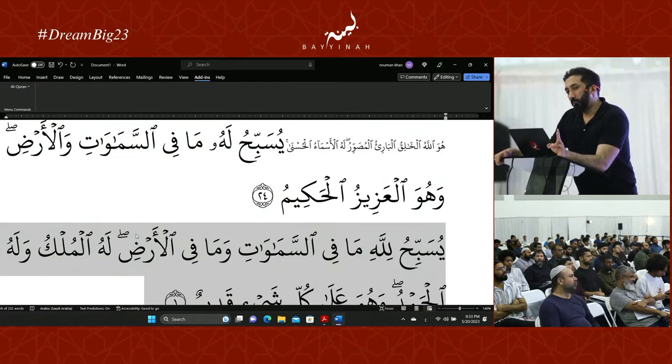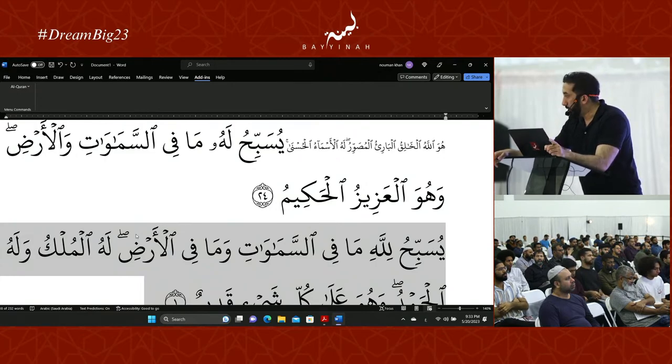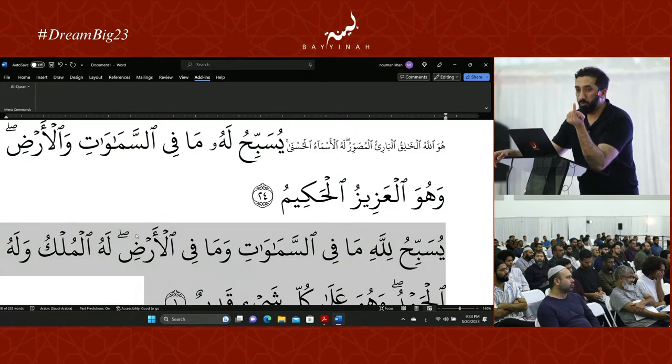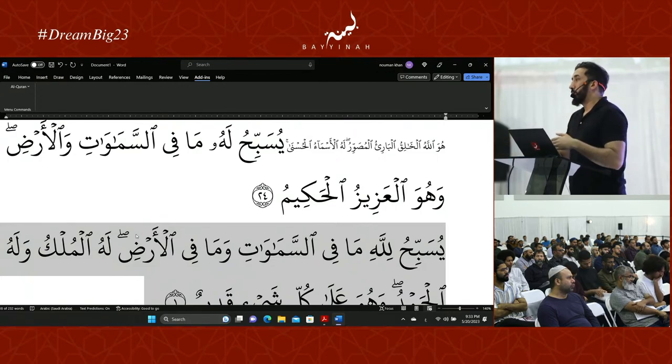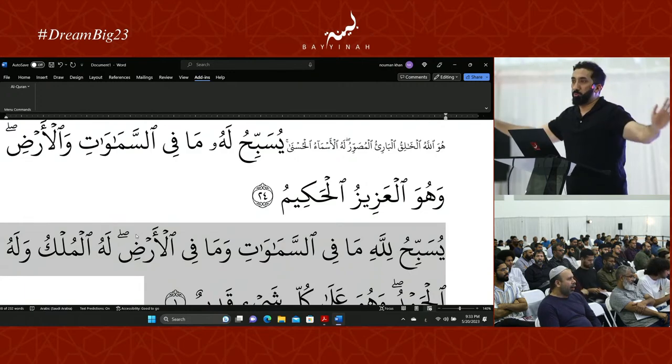The two places where the ma isn't there. The second ma is not there with tasbih: Surah Al-Hadid, Surah number 57, and the end of Surah Al-Hashr. That's the two times where only one ma is used. So the meaning becomes, whatever's in the skies and the earth declare God's perfection.